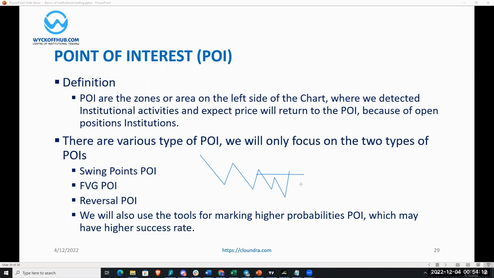So that's why when we say that the points of interest are the areas where we can detect the highest or the most powerful institutional activities and expect the market to return to these ones.